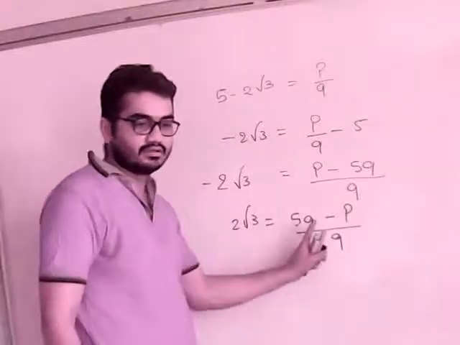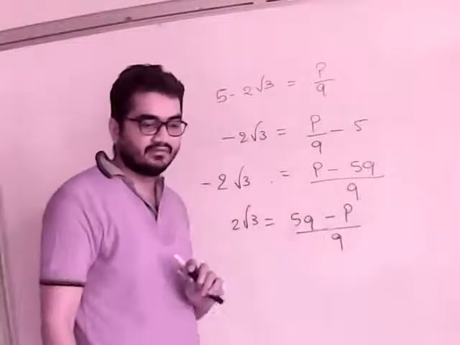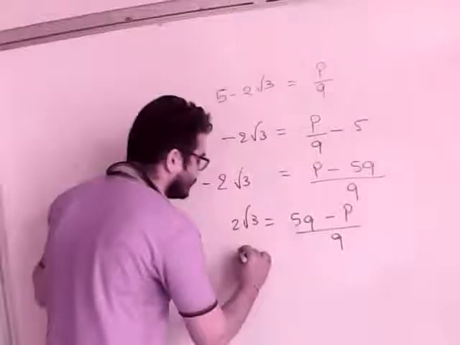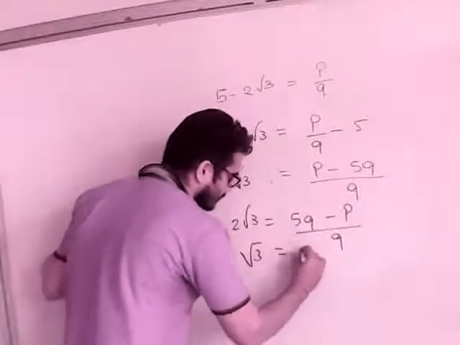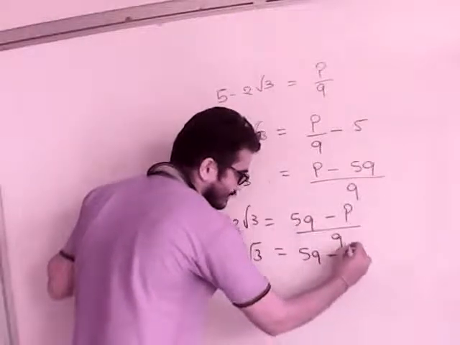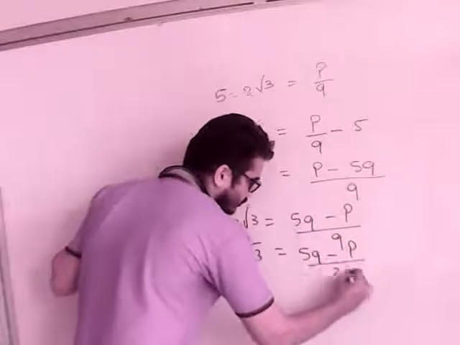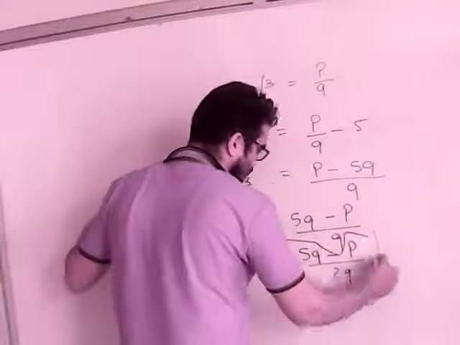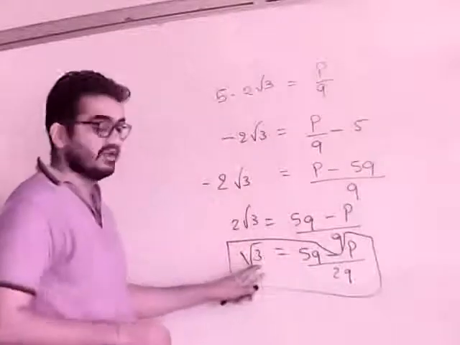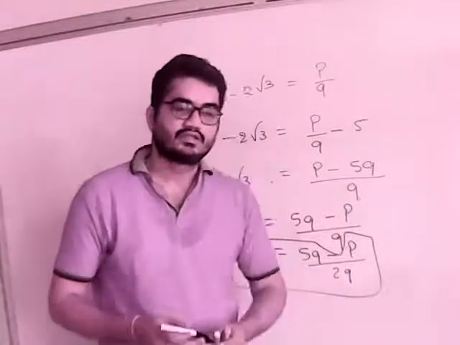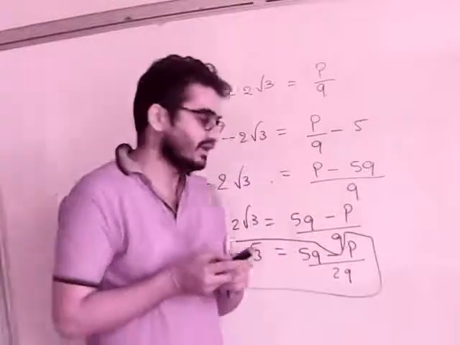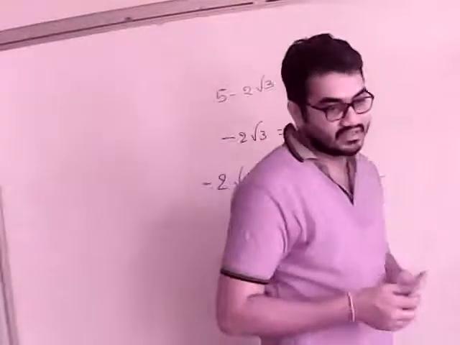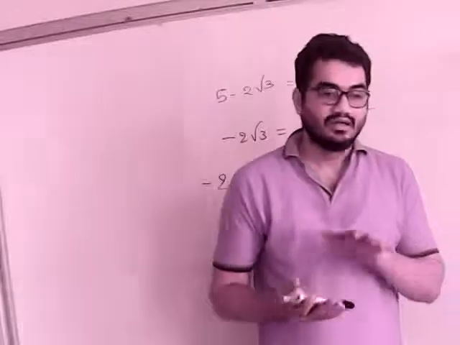Minus outside लोगे तो symbol change हो जाएंगे, that is why we have done this. Okay. Now root 3 is equal to what? 5q minus p upon 2q. Okay. So this is the term. Once again prove the root 3 is equal to this. So you get to the answer. Okay. So that is how we can prove whether the given number is a rational number or irrational number.